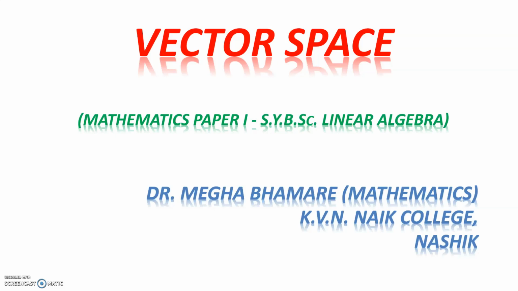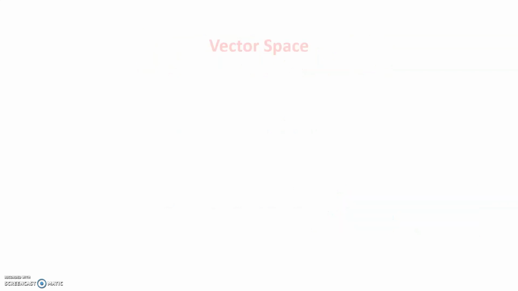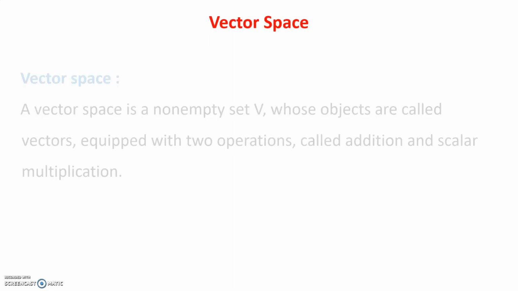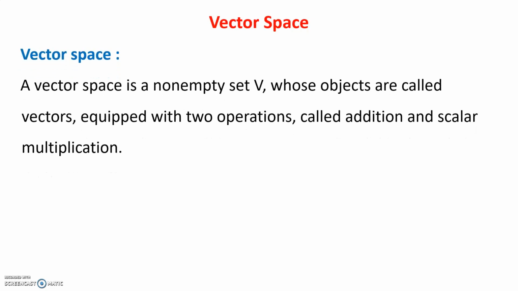We will see the topic vector space. A vector space is a non-empty set V whose objects are called vectors, equipped with two operations called addition and scalar multiplication.